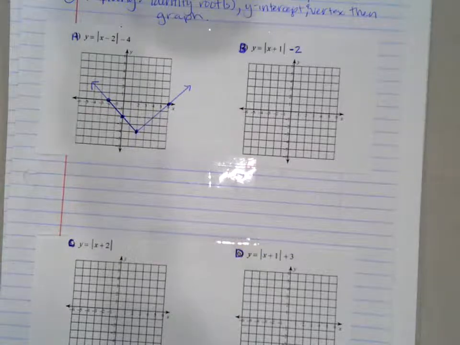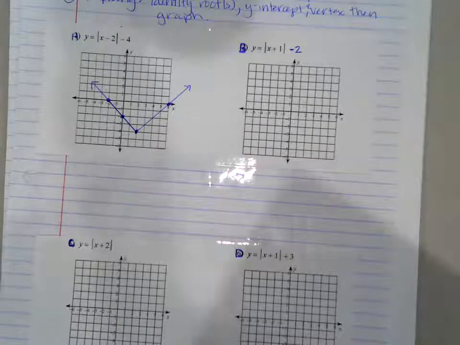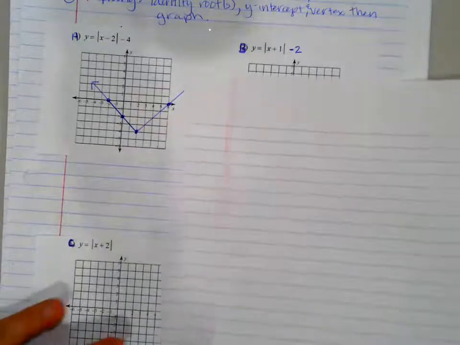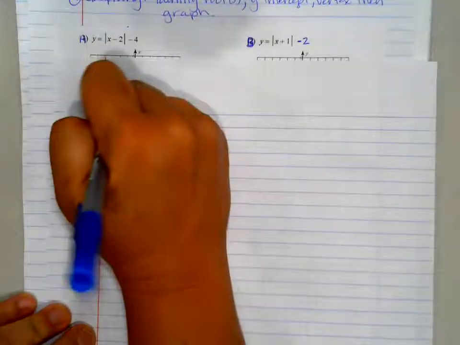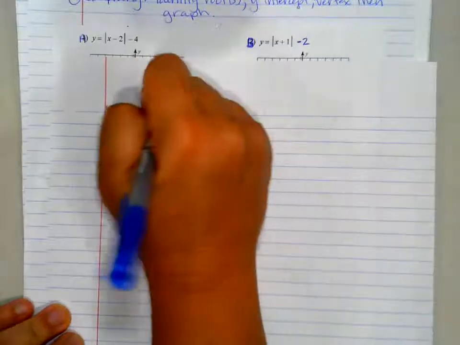Okay, I have 2, 3 more on here. Some of them are a little bit tricky. I don't know if you'll have any that's hard on the test. I think they're mostly like this, but I'm going to give you these 2 just because I think you can do it. All right, let's do this one. This is the absolute value of x plus 1, minus 2.